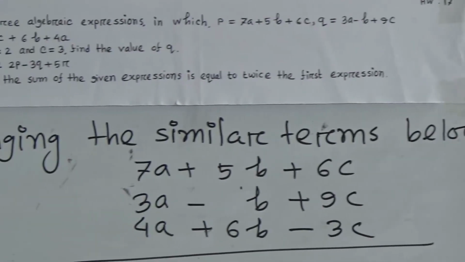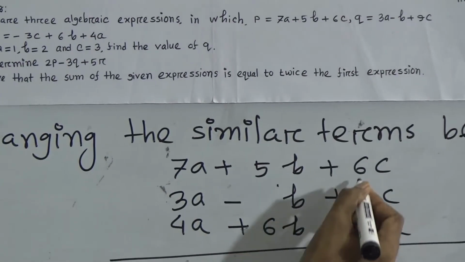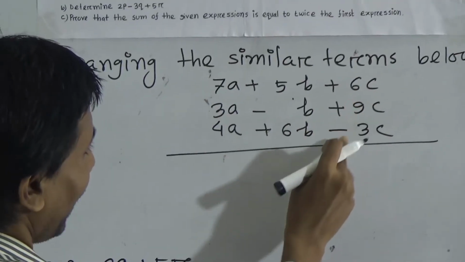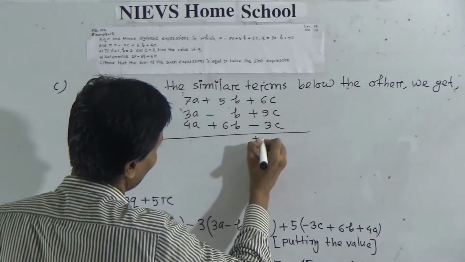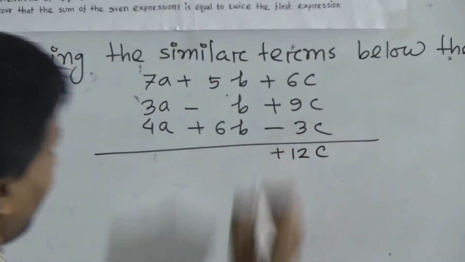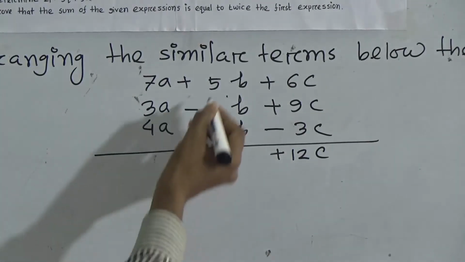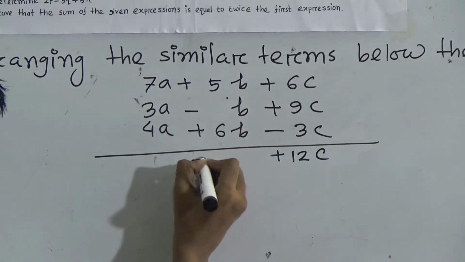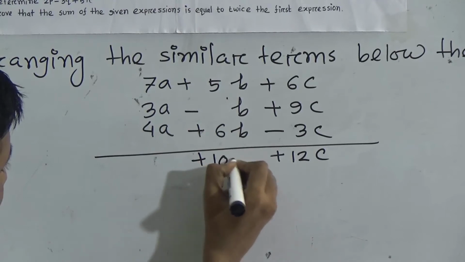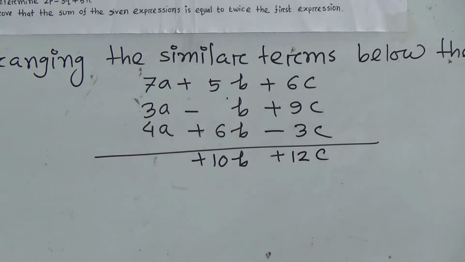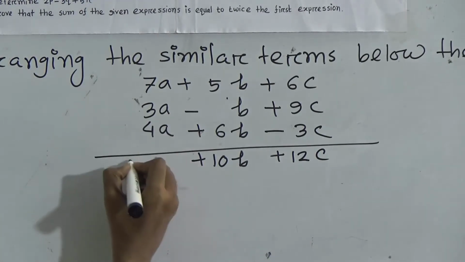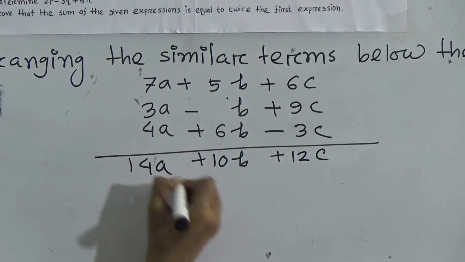Now you have to add these. 6c plus 9c is equal to 15c, 15c minus 3c is equal to 12c. Now 5b plus 6b is 11b, minus 1b is equal to 10b. Now 7a plus 3a is 10a, plus 4a, that is equal to 14a.